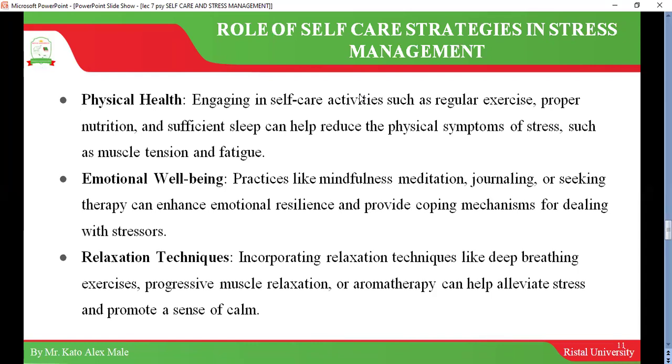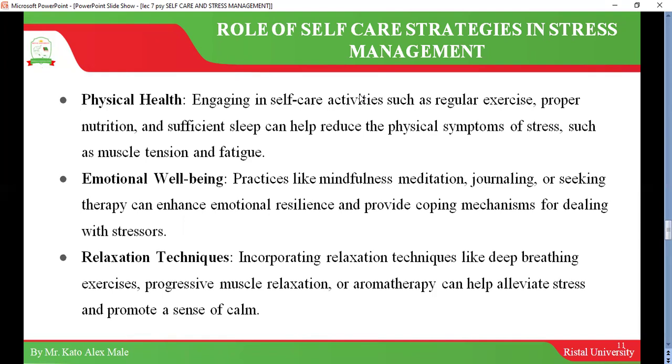And then emotional well-being practices like mindfulness, meditation, journaling, or seeking therapy can enhance emotional resilience and provide coping mechanisms for dealing with the stressors. Like I've told you, these are foods for the soul, mindfulness, meditation, you understand? Reach out to a therapist for counseling and guidance. These are all strategies for emotional well-being.